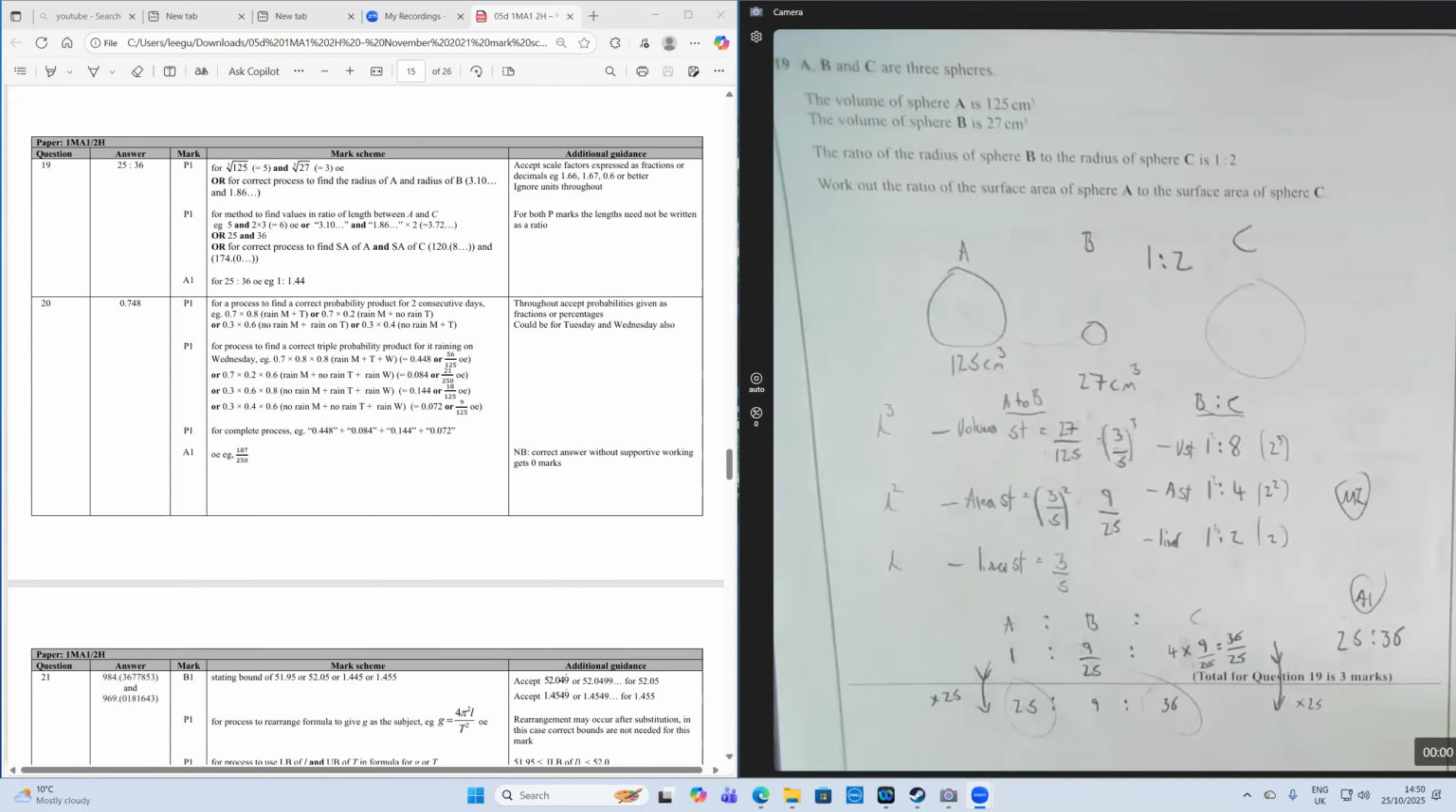Hello everyone, we're on the last few questions now of this paper from November 2021, paper 2 for Edexcel.